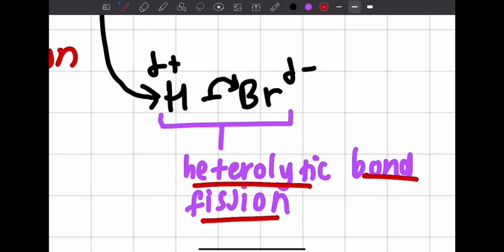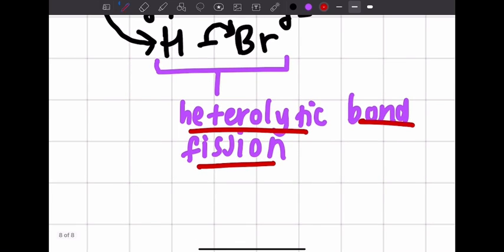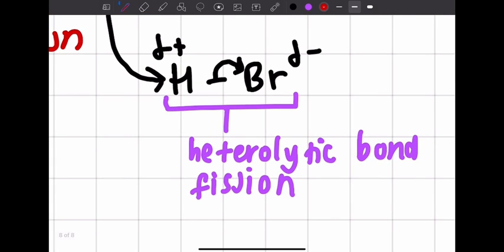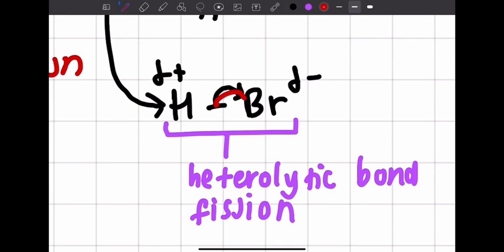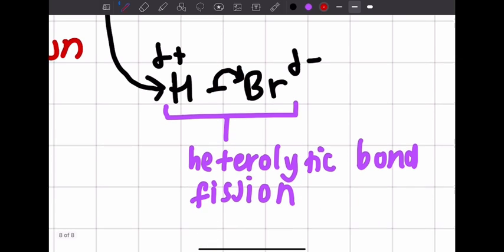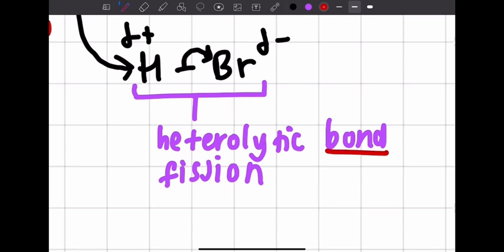So that all sounds very fancy, but it's also quite simple. So let's just look at it word for word. Hetero, we know from, for example, heterosexual, that is between two different genders. So that's different. So this means that the bond is breaking differently and unevenly. These electrons are going to the bromine, and the hydrogen is receiving electrons from the carbon. So that's hetero. Then bond is simply the bond, and fission is breaking. We know fusion is coming together, so fission is the opposite, it's breaking.